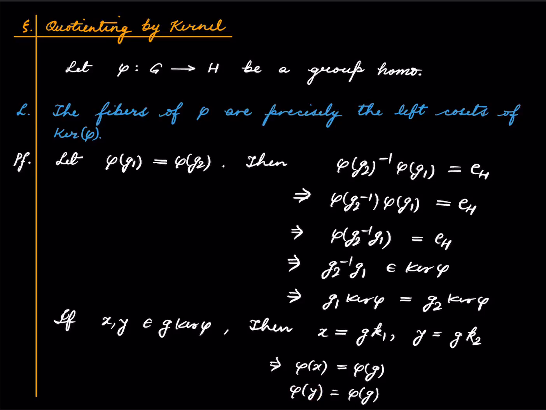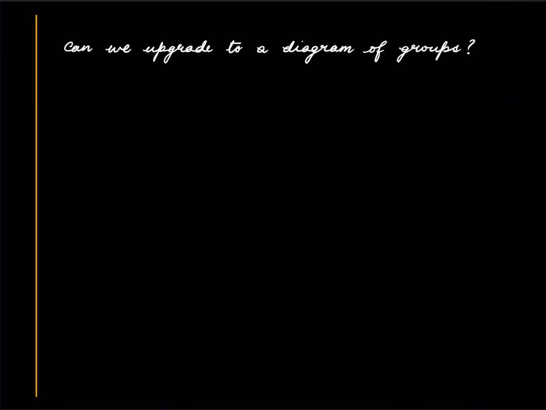So if two things are in the same left coset, then they are also in the same fiber because their images are the same. So the first one showed that if two things have the same image, meaning two things are in the same fiber, then they are in the same left coset. And this shows that if two things are in the same left coset, then they are in the same fiber. And therefore the left cosets and the fibers are precisely the same thing. Okay, so this is a simple lemma. And now we move forward.